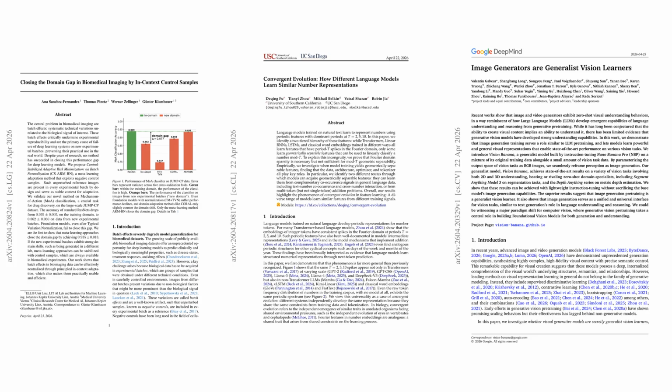From biomedical imaging to number representations and general-purpose vision, today's papers reveal a common theme. Strong models often learn more than they seem. We'll explore how negative controls can stabilize domain adaptation in microscopy, why language models converge on surprising number patterns, and how image generators can double as powerful vision learners. Together, these studies show AI systems discovering hidden structure, adapting across domains, and blurring the line between generation and understanding.